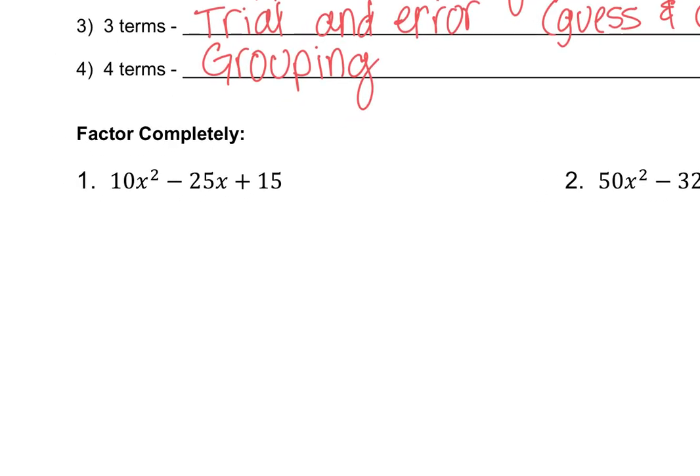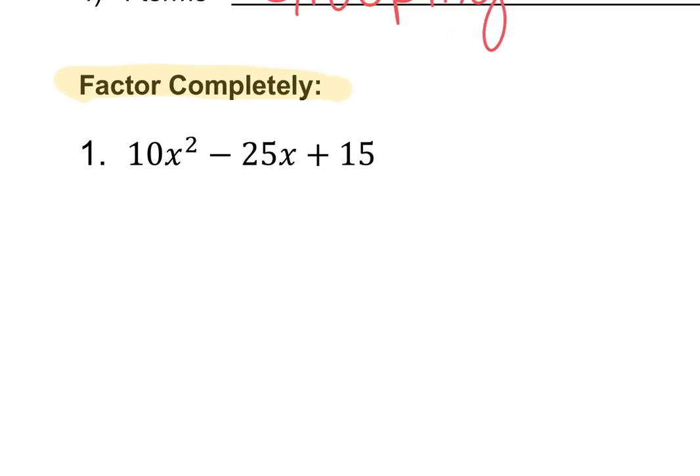Notice how it says factor completely. Factor completely means you might have to do multiple factoring methods to get this completely factored. Normally we just use one, but now we might have to use multiple. So let's try this. Remember, the first factoring method we always use is greatest common factor. Do we have a greatest common factor here? Well, we have 10, 25, and 15. We know that 5 can go into all of those, so let's factor out a 5.